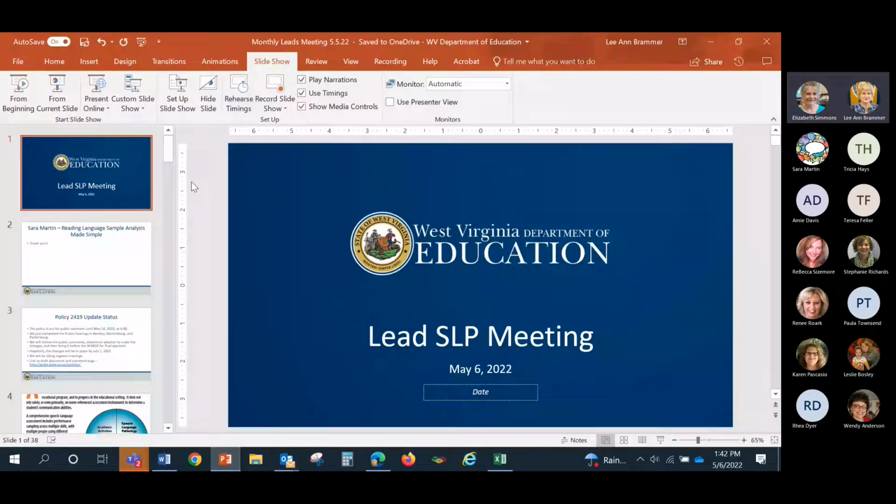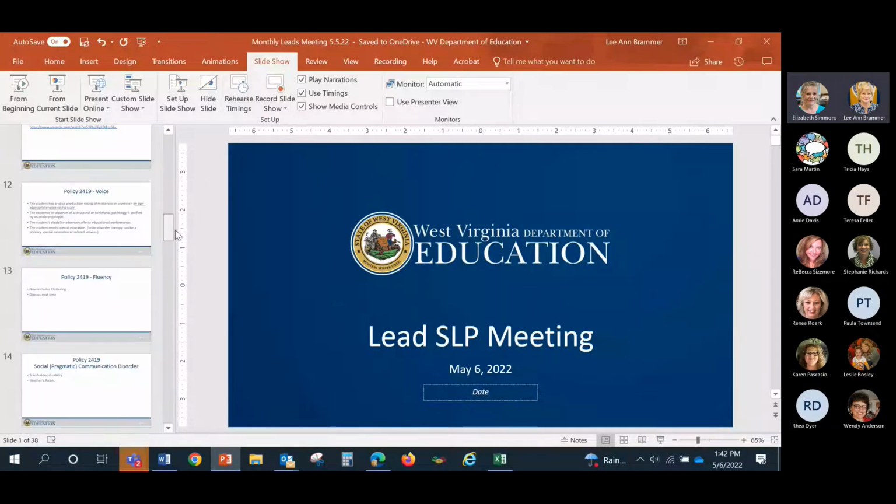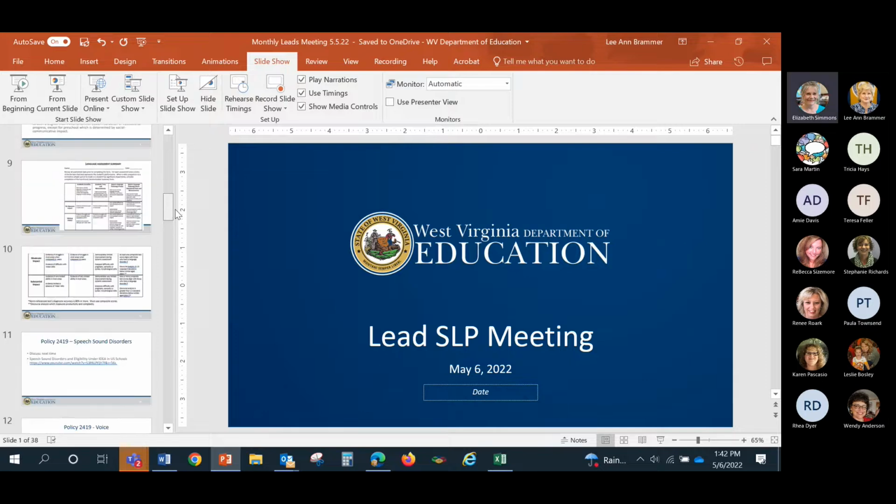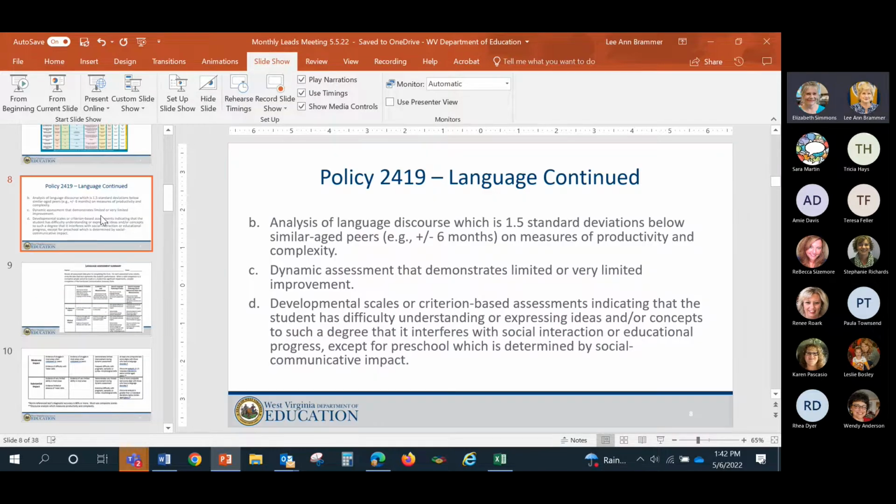So while you're getting up, Sarah wanted to know how many areas have to fall 1.5 standard deviations below in the language sample. And Rhea says she thinks procedure is confusing. The word procedure is confusing. And she also thinks that dynamic assessment will need to be better described.